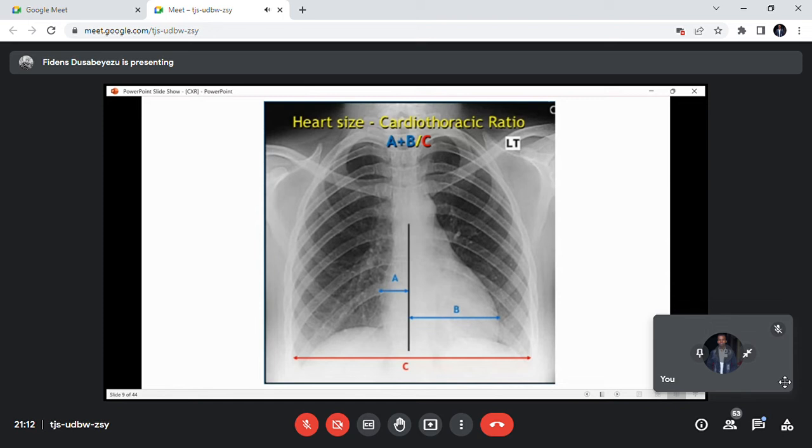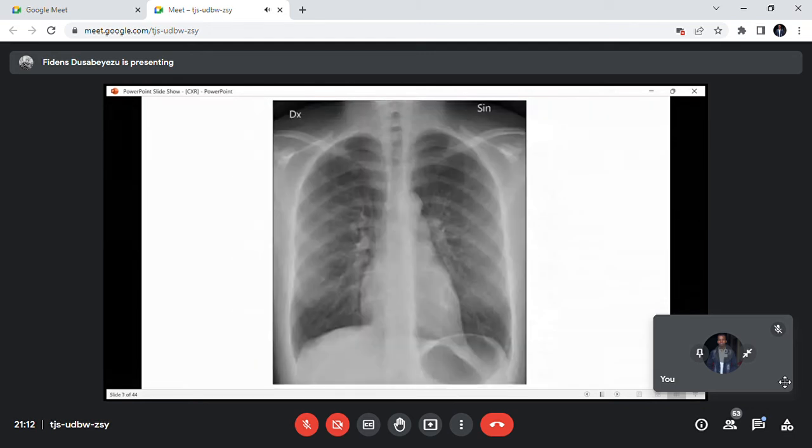Number 2 is about lungs, I told you. Normally, when you do a chest radiograph, in most cases, 99%, they want to look at the lungs. So this is now important.